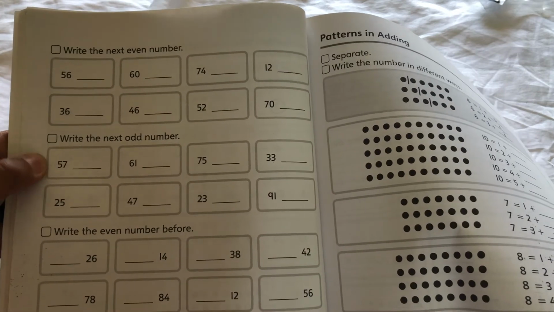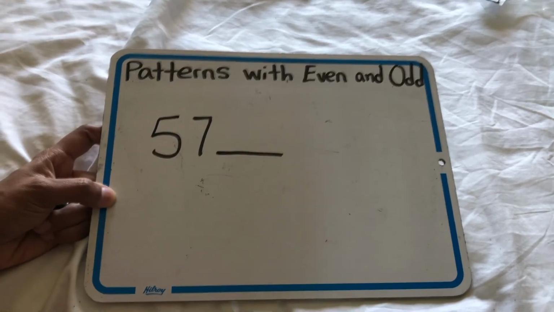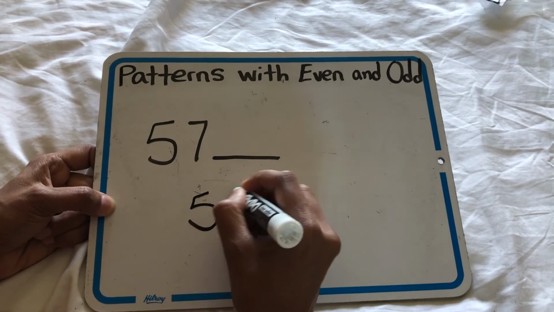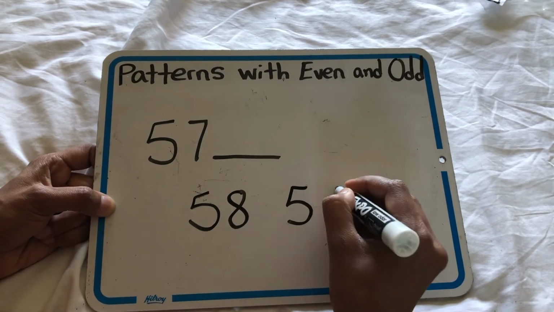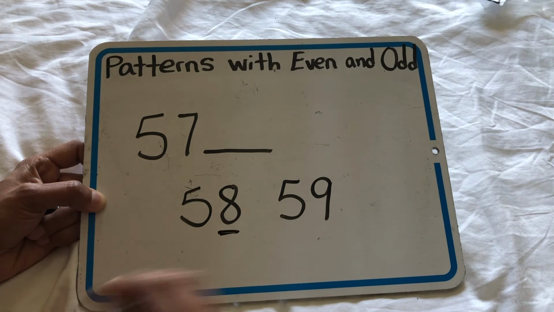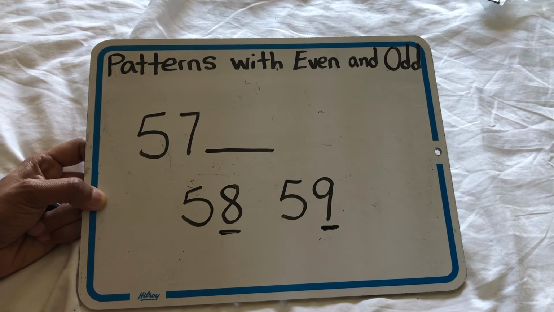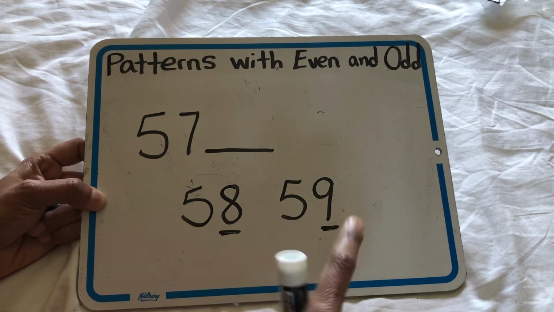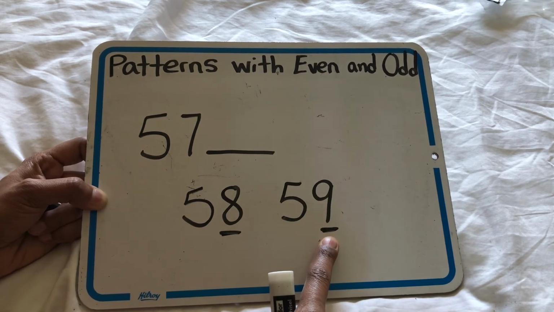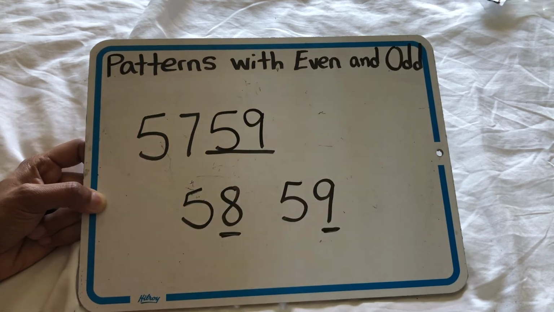Write the next odd number. Let's try this first example, 57. Now they want me to figure out what's going to be my next odd number. What comes after 57? 58. And after 58 is 59. I need to look at the ones place. So here I have an 8 and here I have a 9. Which of these is going to be my next odd number? I know 8 is an even number. My next odd number is going to be 9. So 59 is going to be the next odd number.